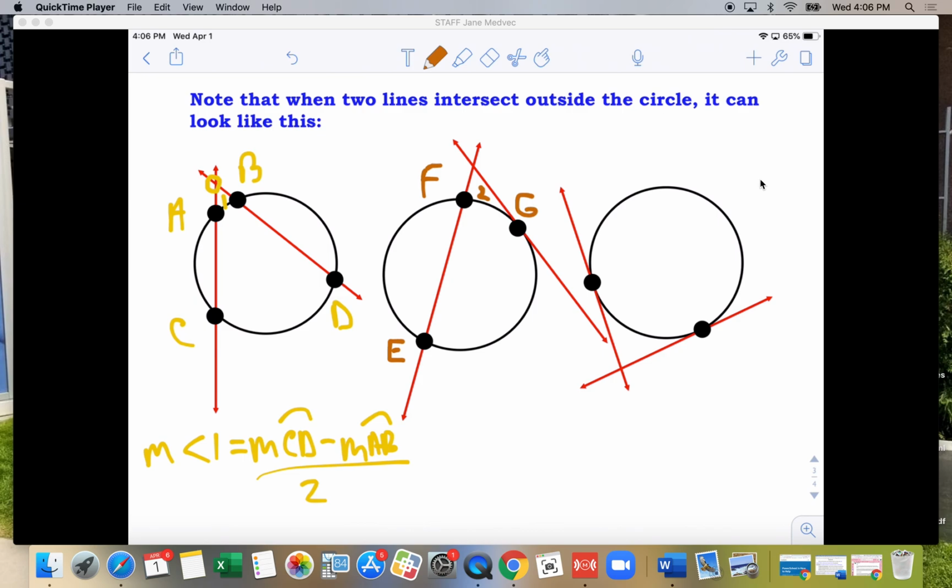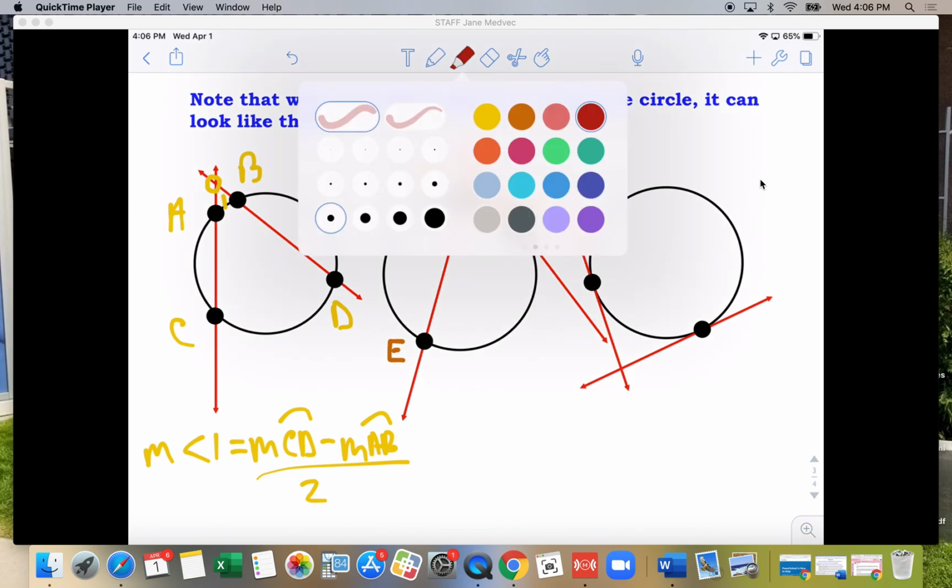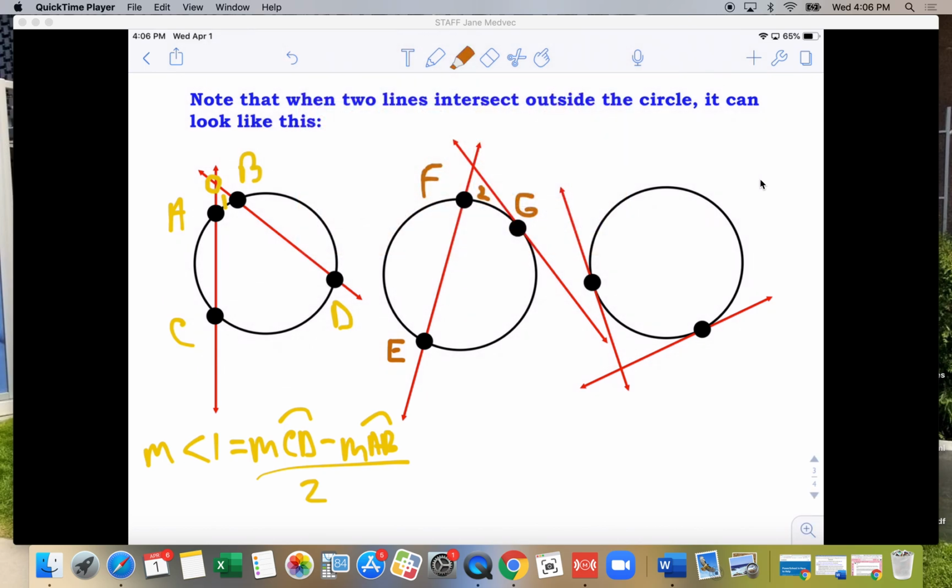Okay, I'm going to look at the arcs again. So I've got an arc here, and I have another arc here. So the measure of angle 2 equals the measure of arc EG minus the measure of arc FG, the larger minus the smaller, and I'm going to divide that by 2.